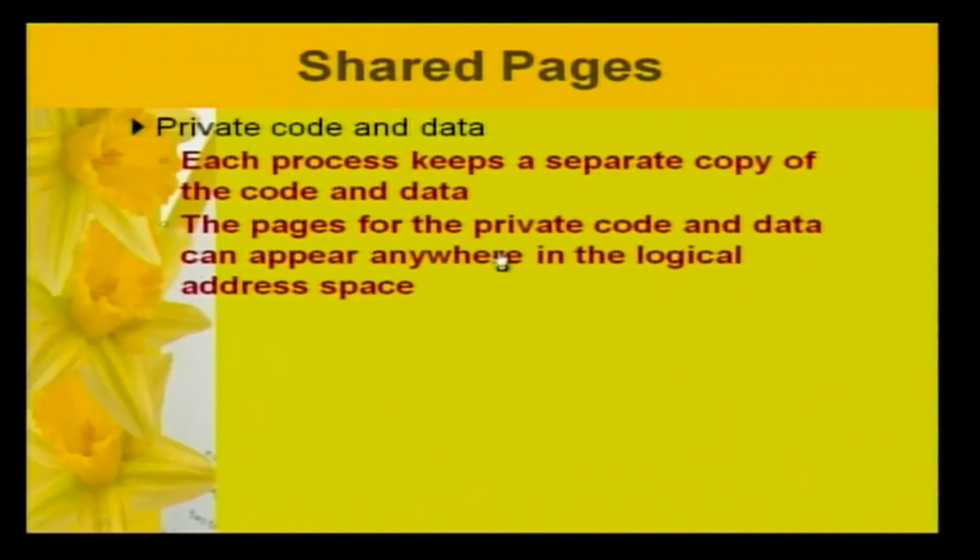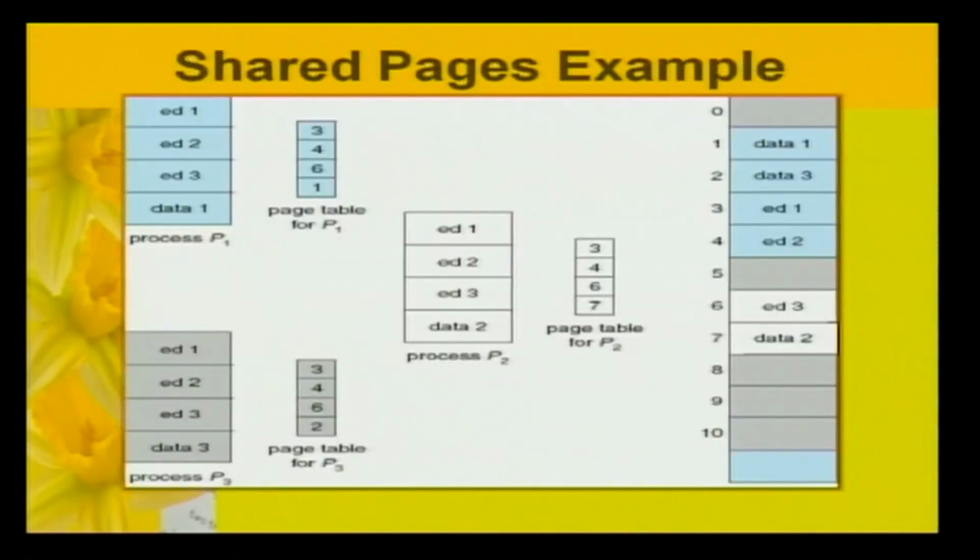If the data is shared between the processes, here is the problem. Each process should keep a separate copy of the code and data if it is private. If the code is private and the data is shared, the code is kept as a private copy, and the data is kept in a common copy. The pages for the private code and data can appear anywhere in the logical address space, because it is private property. If it is public property shared among many other processes, it has to be kept in a common logical area. This is the example of shared pages.